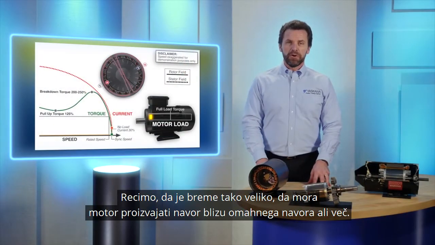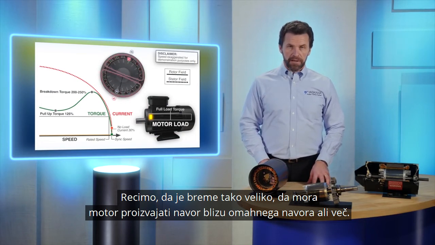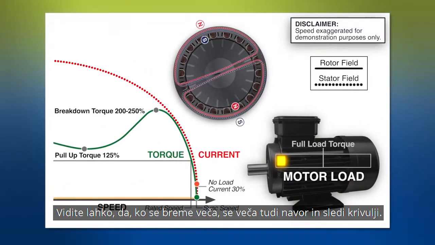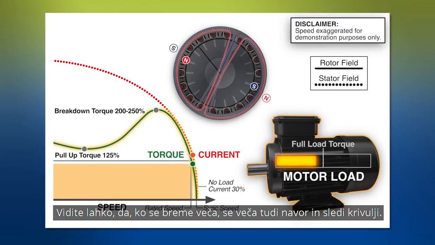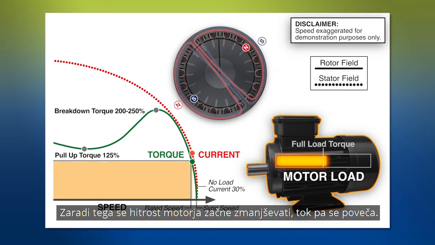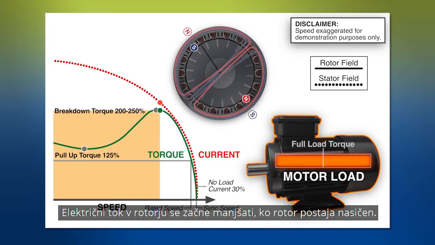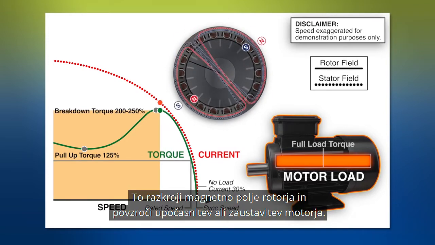Let's say the machine load gets very large, so large that it causes the motor to produce torque near the motor's breakdown torque rating, and then beyond it. You can see as the load increases, the amount of torque increases and follows this curve. Because of this, the speed of the motor begins to decrease and the amount of current flowing to the motor increases. Current flow in the rotor begins to decrease as the rotor becomes saturated. This decays the rotor's magnetic field and causes the motor to slow down or stall.